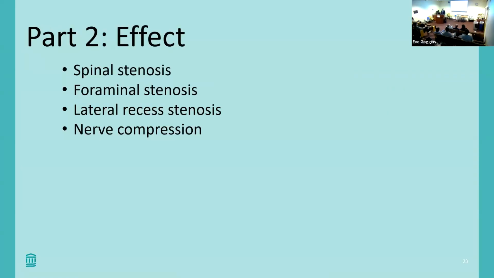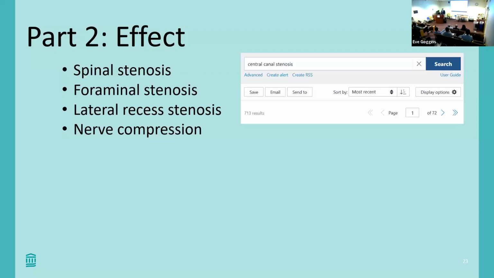Okay, so we talked about this, we talked about facets. And now, the area of most frustration is grading of all these things. So we'll talk about spinal stenosis, foraminal stenosis, lateral recess stenosis, nerve compression. Now, another word on terminology. Does anyone say central canal stenosis? Okay, good. There's nothing wrong with this. It's not incorrect or anything.